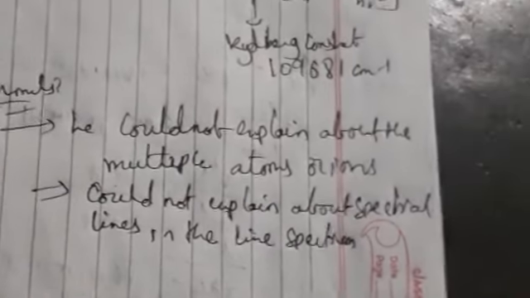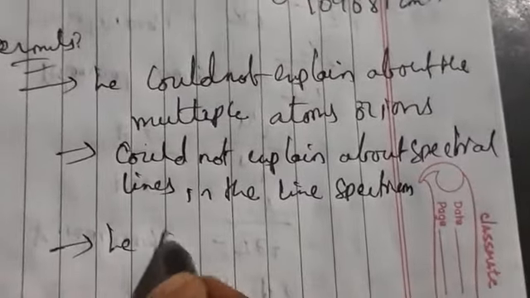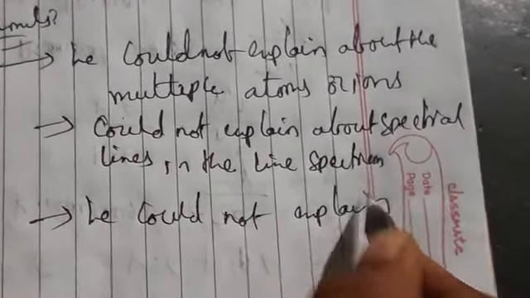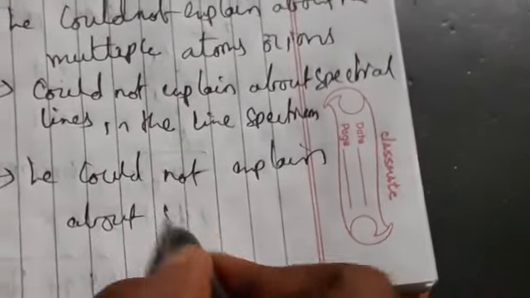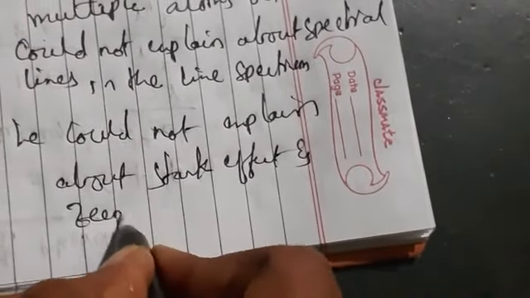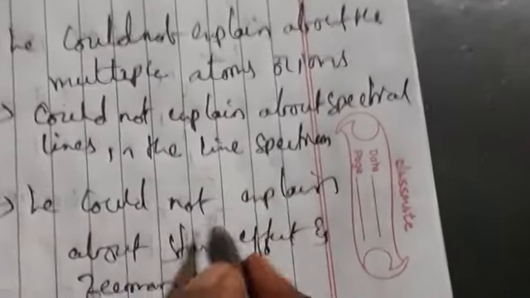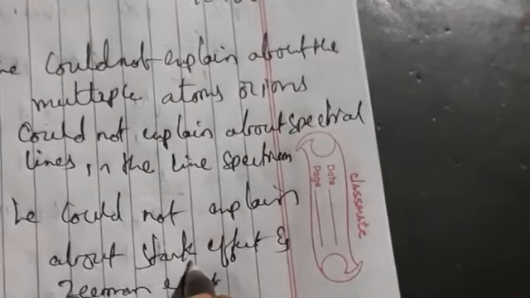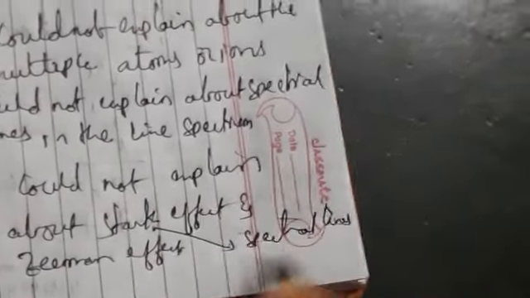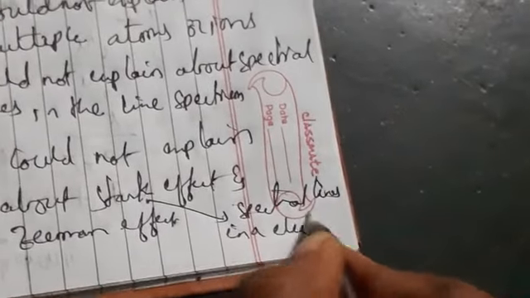He could not explain the Zeeman effect and Stark effect, and also he could not explain chemical bonds. Could not explain what here? Stark effect and Zeeman effect. Stark effect means what? The spectral lines in the presence of an electric field. Spectral lines in an electric field, we call it the Stark effect.